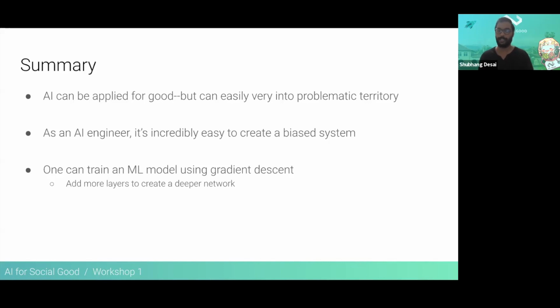On the technical side, we learned a little bit about how to do gradient descent, what a neural network is, what logistic regression is, and how to do gradient descent by computing gradients using the loss. And we learned how to add more layers to create a deeper neural network.